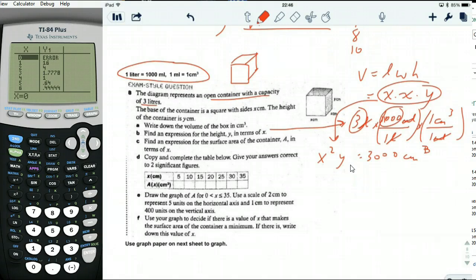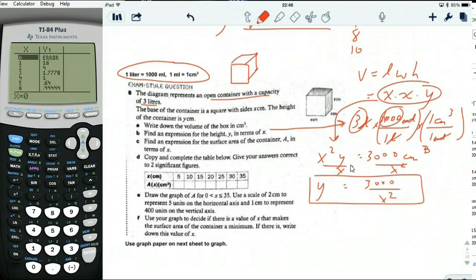And then it says find an expression for y in terms of x. So we have to divide both sides by x squared. So we have 3,000 divided by x squared. That's the answer to B. Find an expression for the surface area of the container A in terms of x.